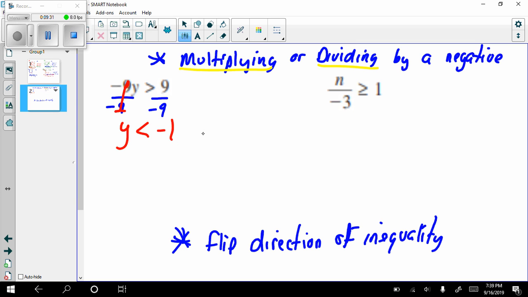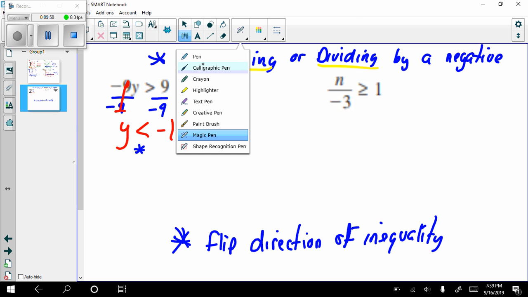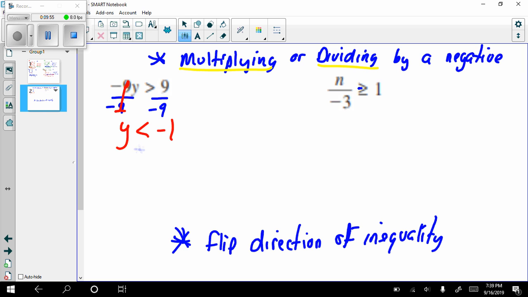Now please note that I changed the direction. We're going to do magic pen. I changed the direction of the inequality, because I had to divide by a negative. So it was a greater than, now it is a less than. So this is where I changed the direction. So I'm going to put a little asterisk here. I had to flip it. Let's look at the second one. Again, and I know it's overkill at this point, pretend that this is an equal sign. Functionally, I just want you to recognize we do the same thing.